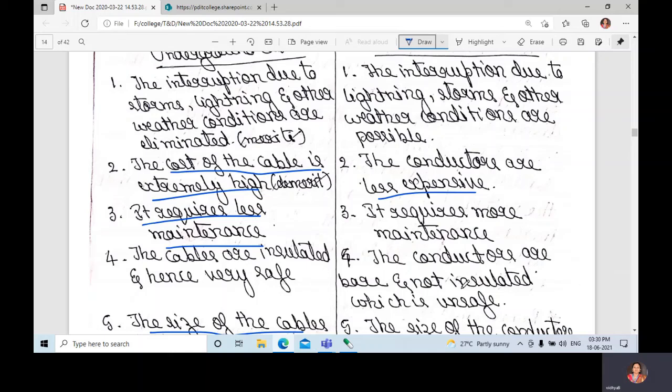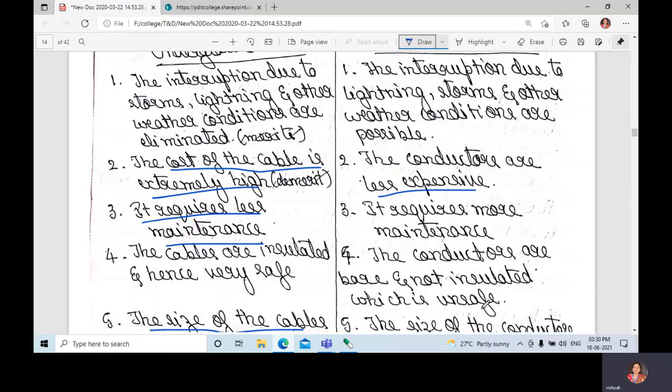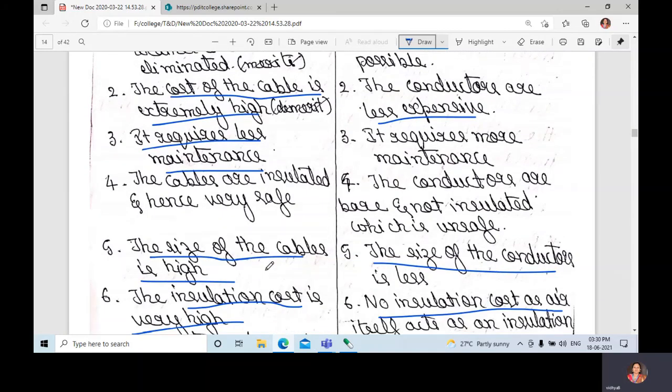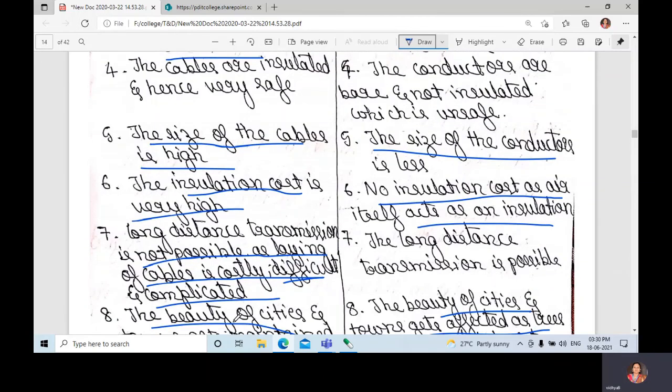The conductors in overhead lines are bare, not insulated, which is unsafe. The size of the cables is high, while the size of the conductor is less. The insulation cost is very high in underground cable. There is no insulation cost in overhead lines, as I have already said, air acts as the insulation. Long distance transmission is not possible with underground cables, as laying cables is costly, difficult and complicated. Long distance transmission is possible in overhead lines.